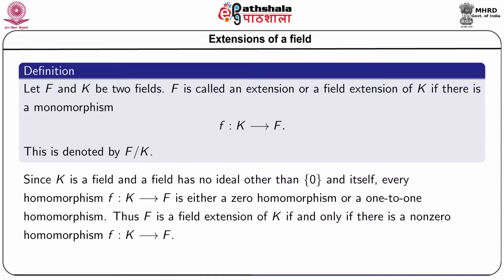Since K is a field and a field has no ideal other than 0 and itself, every homomorphism f from K into F is either a zero homomorphism or a one-to-one homomorphism, because the kernel of a ring homomorphism is an ideal. Thus, F is a field extension of K if and only if there is a non-zero homomorphism f from K to F.